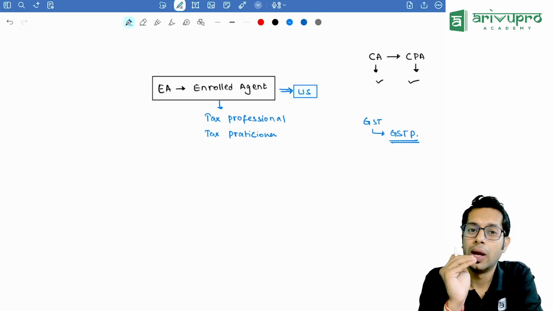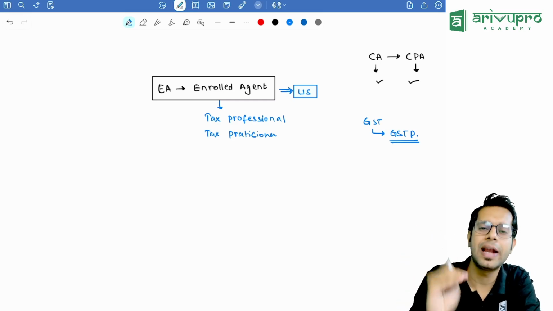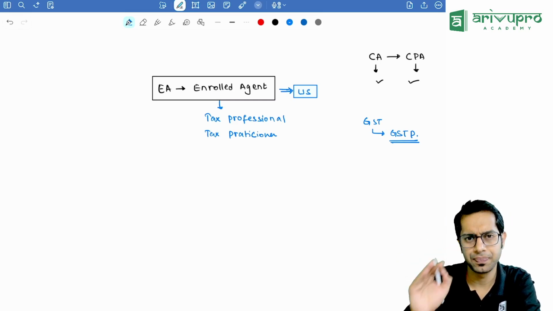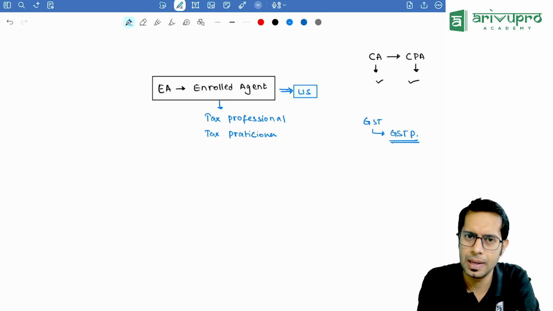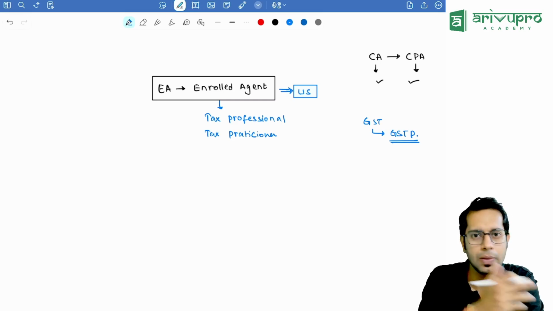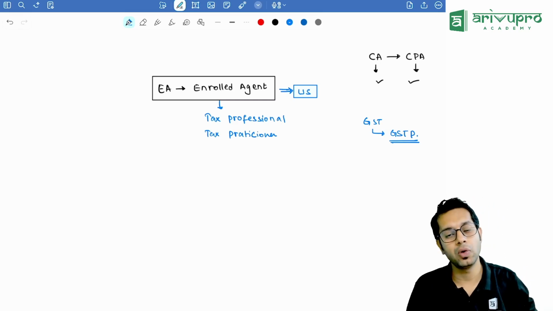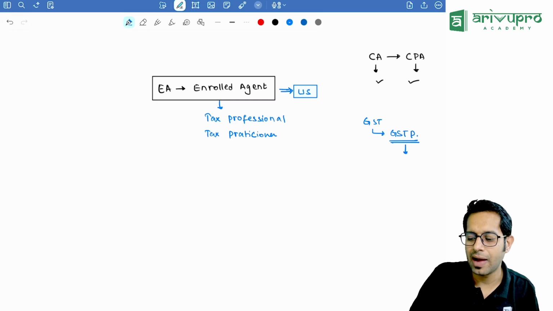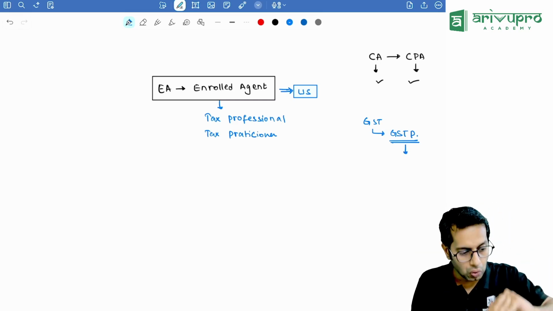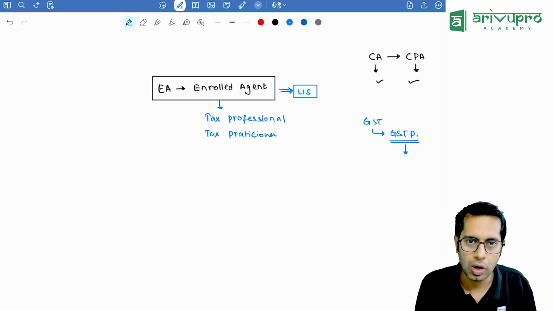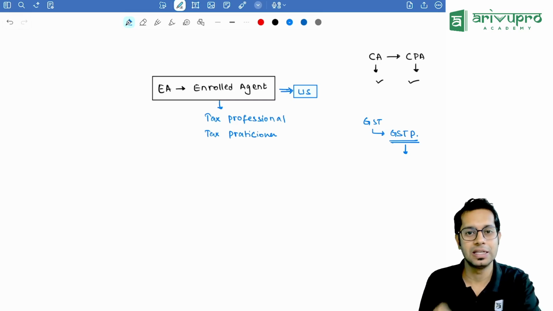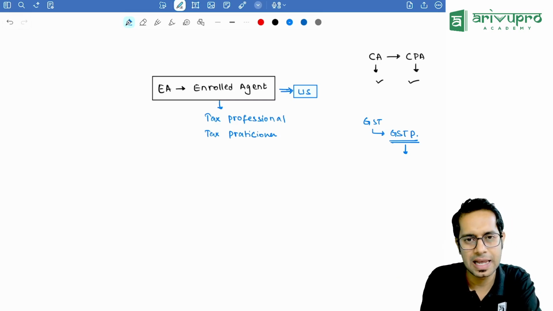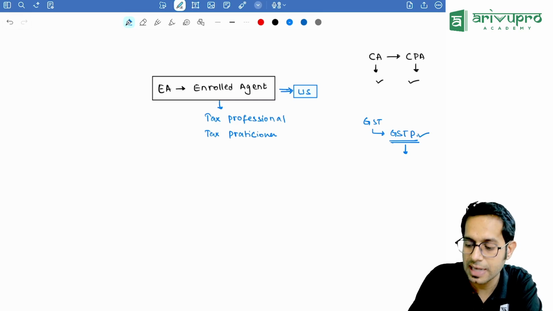However, if a person is not qualified as a chartered accountant, cost accountant, or company secretary, he normally will not be able to file a GST return because he's not a professional. But many people know how to do the work and still don't have the qualification. So the government has introduced a new course for those people who know how to work but don't have a proper qualification. They can write an examination called the GSTP examination, which is conducted by the GST department. If you write this examination, you will be called a Goods and Service Tax Practitioner.